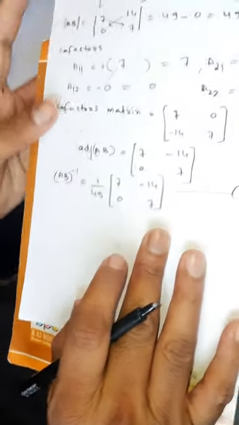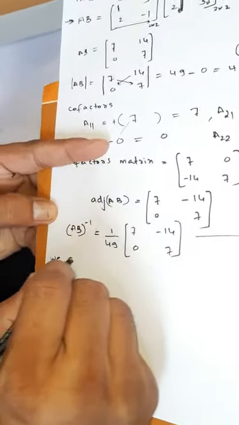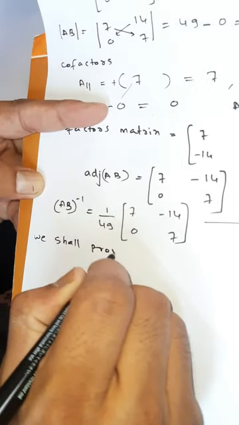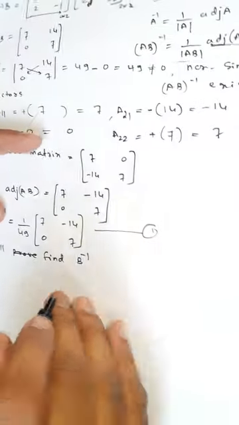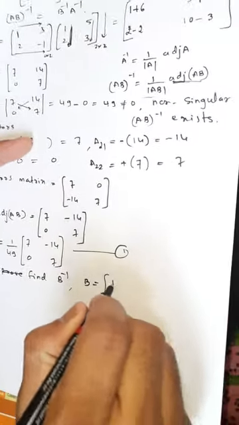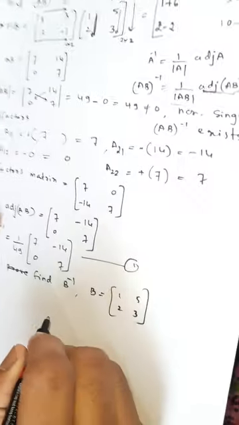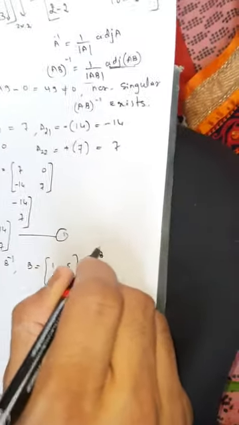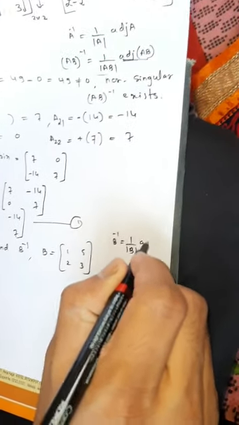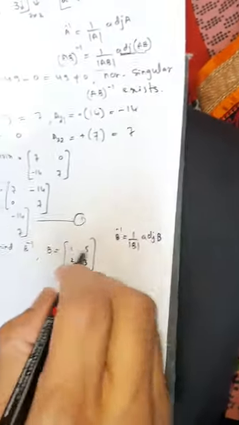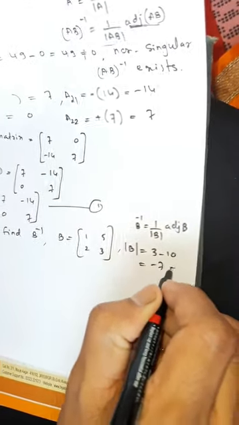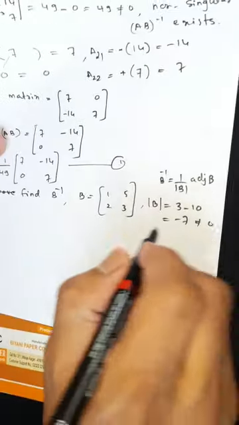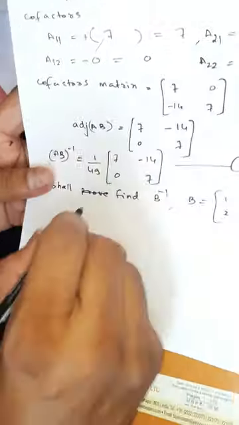Question number 1. Now we go to find RHS, that is B inverse and A inverse. So we shall find first B inverse. B is given as 1, 5, 2, 3. So B inverse formula is 1 by determinant B into adjoint B. So determinant B first. Determinant B is given by 3 minus 10, which is minus 7. Again not 0, so inverse exists. So we want now cofactors.